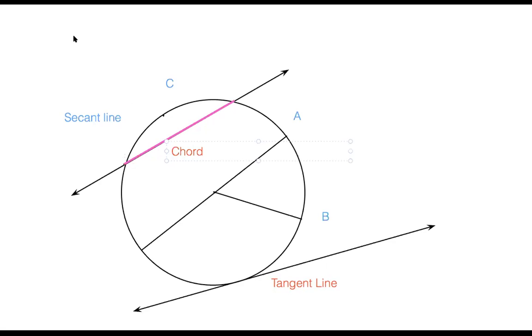Now, the other thing I wanted to call to your attention is this angle right here, maybe that's 35 degrees or something. Anyways, that is a central angle. Okay, anything that has the vertex on the center of the circle, that's called a central angle.